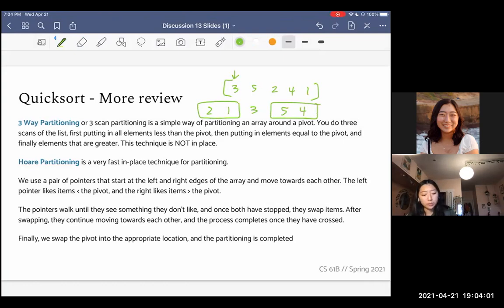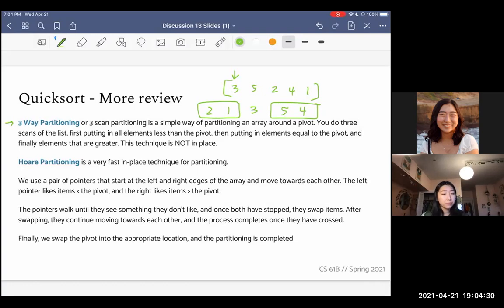And so one specific way of doing this is 3 scan partitioning, where you do 3 scans of the list, first putting in all elements less than the pivot, then putting in all elements equal to the pivot, and finally elements that are greater. This technique is not in place because we have to copy everything over to the secondary array. And so again, we're going to go over an example of this in the worksheet, so I won't walk through the details right now.